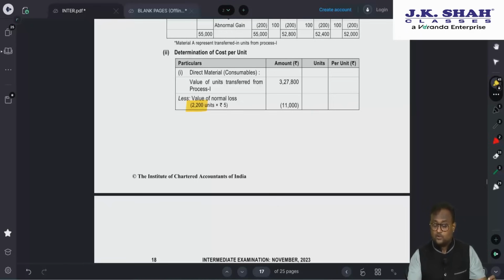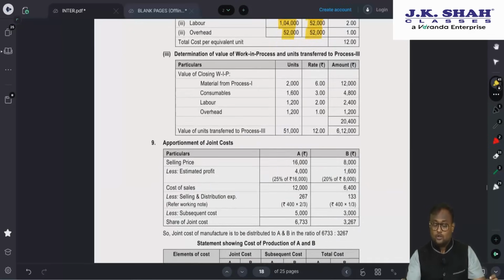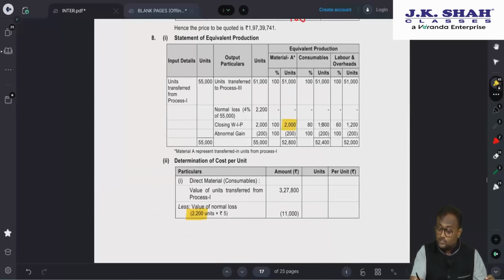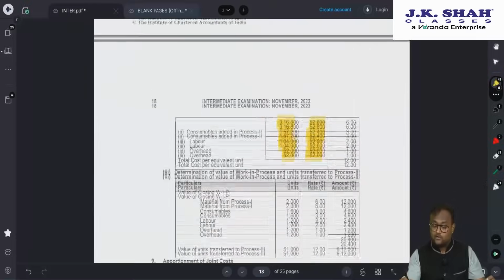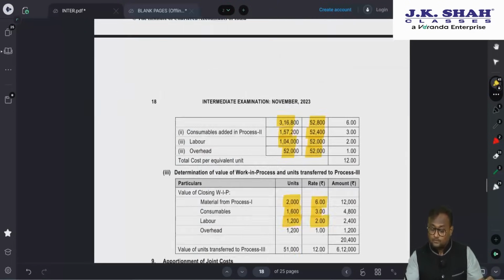So 2,200 wastage into 5, 11,000 is subtracted here. That will be divided by respective equivalent quantity to give you CPU. And later on, if you see closing WIP, it is 2,000, 1,600, 1,200. So 2,000, 1,600, 1,200 will be multiplied by 6, 3 and 2. And the last one is, it's simple.